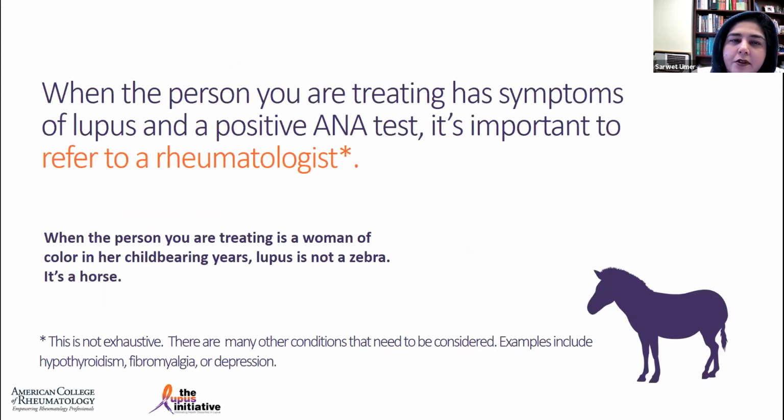So when the patient you're treating has symptoms suggestive of lupus and a positive ANA, it's very important to refer them to a rheumatologist. And we are repeating it again: when the person you're treating in your clinic is a woman of color of childbearing age, lupus is not a zebra, it may be a horse. We have to definitely rule out the common conditions first, like hypothyroidism, and look for coexisting fibromyalgia and depression. That definitely makes the diagnosis most challenging.